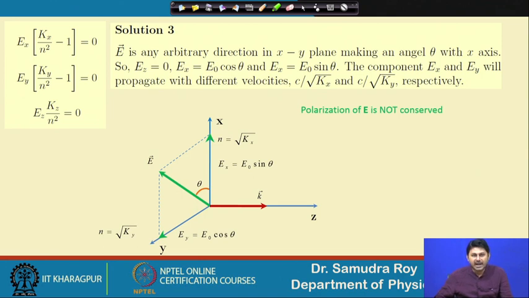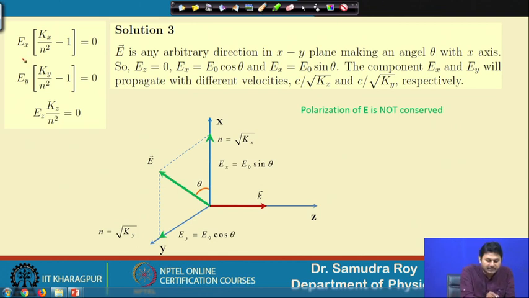Now, we will come back to solution 3, that is rather more important. I am now launching the E vector in any arbitrary direction. There is no case where there is no y component or no x component; both components are non-zero. So, this is a very interesting solution, so let us try to understand this.